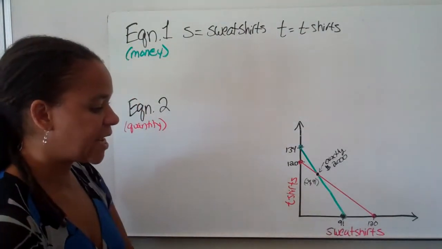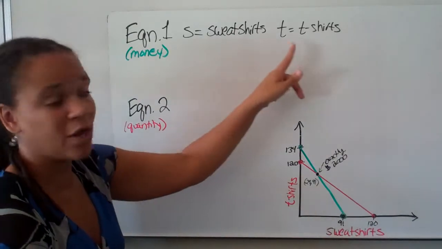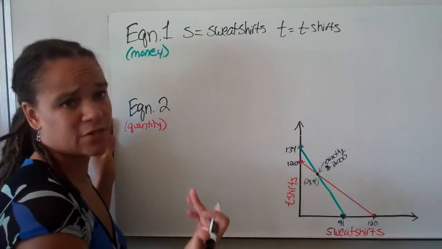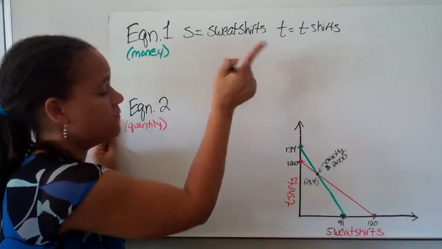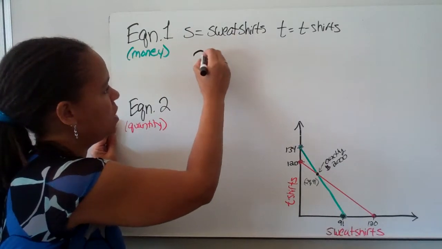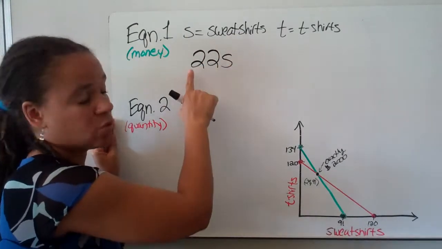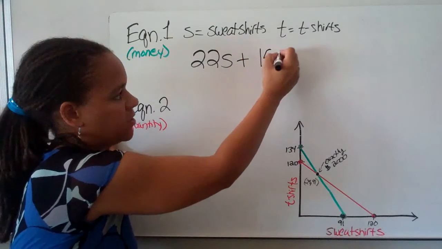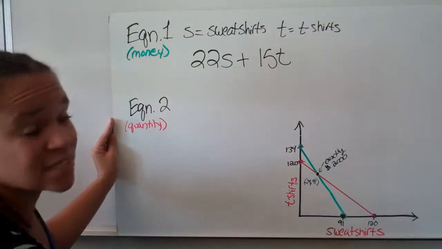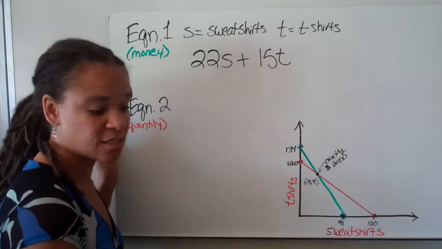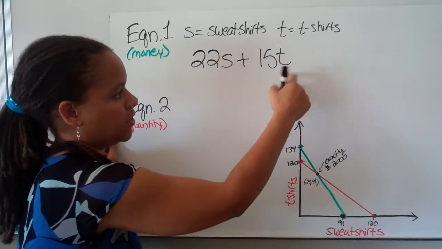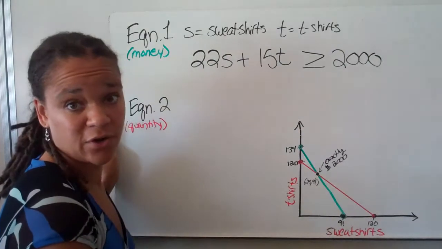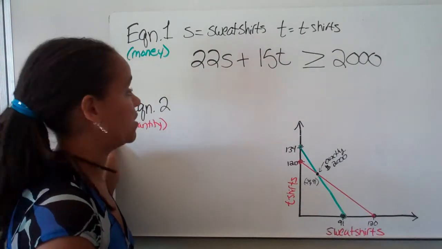Alright, so let's say equation 1, S is going to be our sweatshirts, T is going to be our t-shirts. So the first thing, if we want to look at our money, is how much money are we going to make? Well, we knew from before that it's $22 for each sweatshirt. So I'll charge $22 per sweatshirt is what I'll make, plus $15 for each t-shirt. And since this is a fundraiser, we want to make at least $2,000. So this money that you bring in must be greater than or equal to $2,000. Notice I said greater than or equal to. We wouldn't be mad if we made more than $2,000.